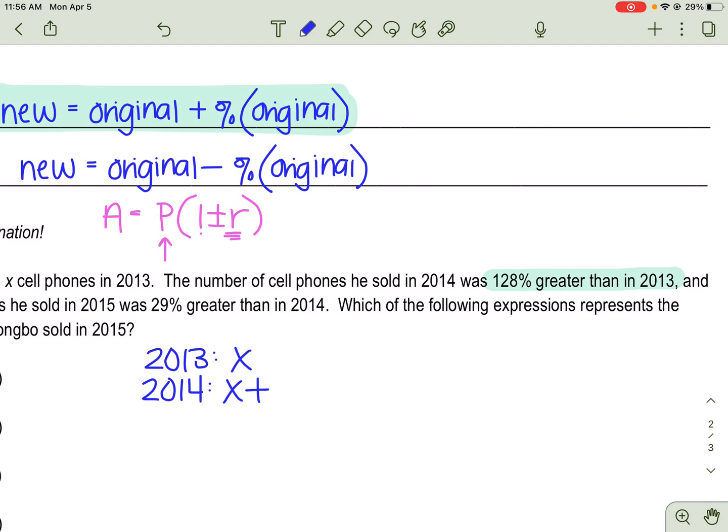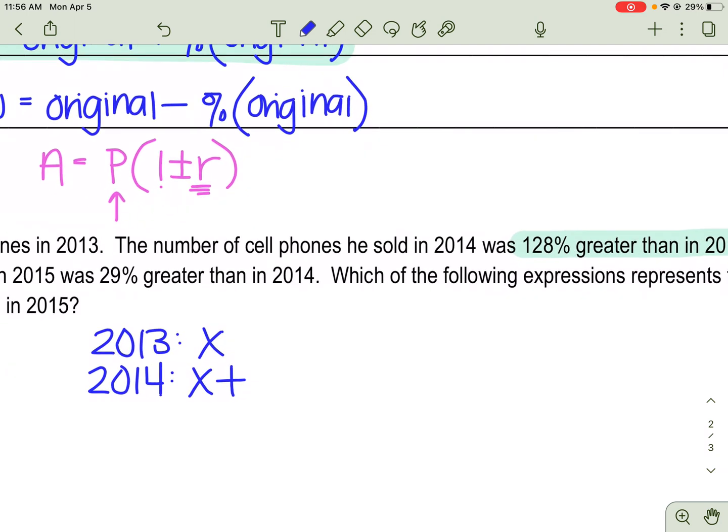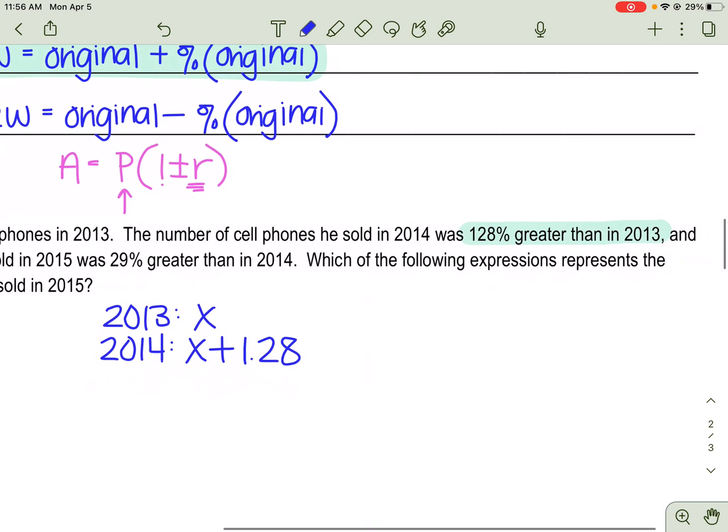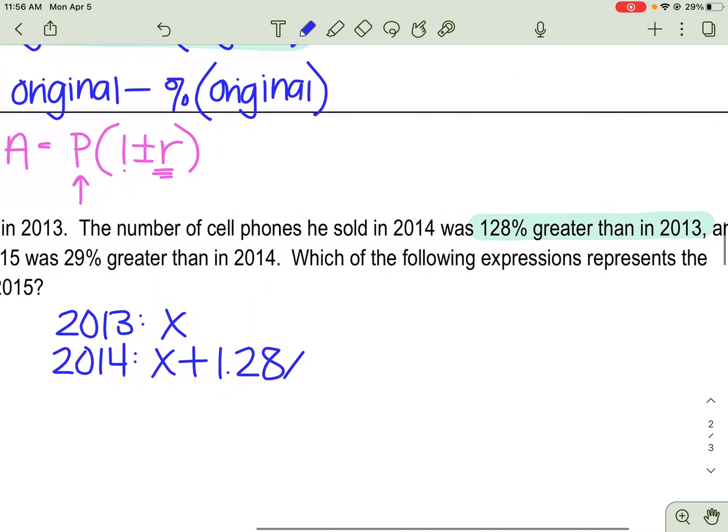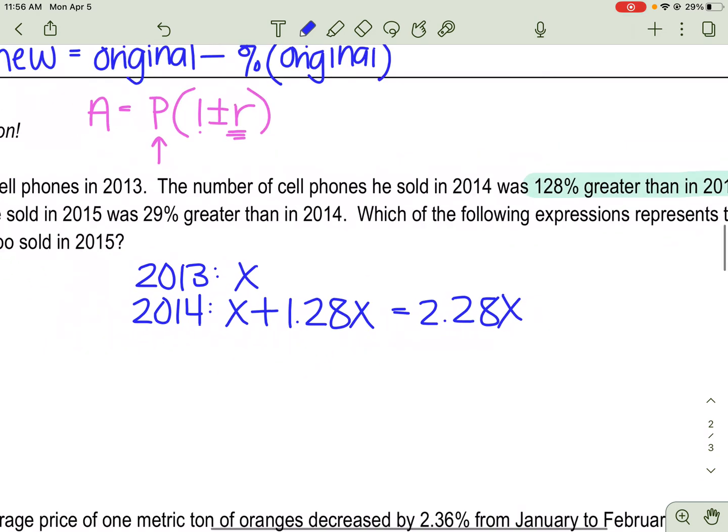Okay, so if it's 128%, that's 1.28. Notice how it's over 1. That means it's going up. Okay, 128% is pretty high. Okay, times what it was, which was x. Okay, so x plus 1.28x is 2.28x. Okay, so that's what it was in 2014.